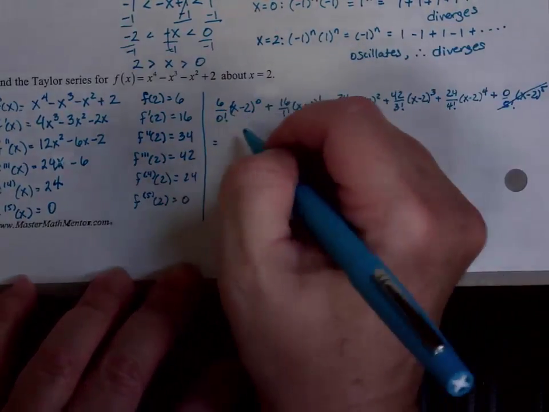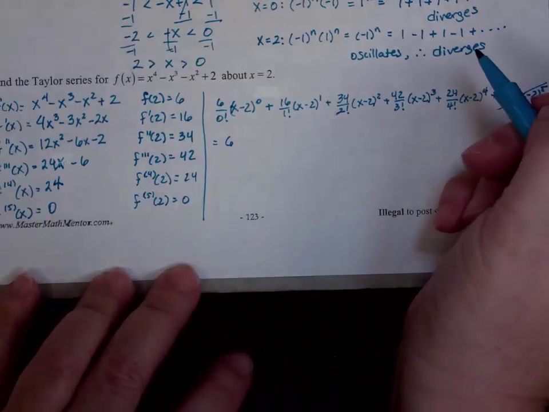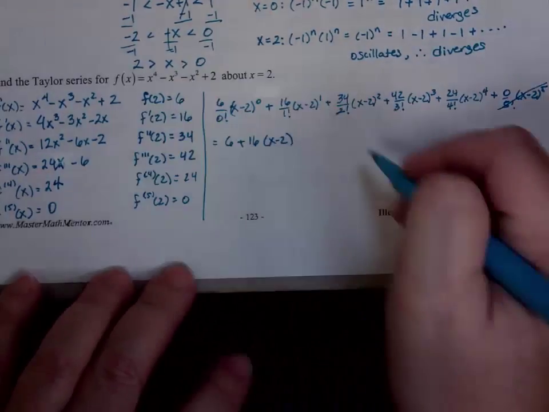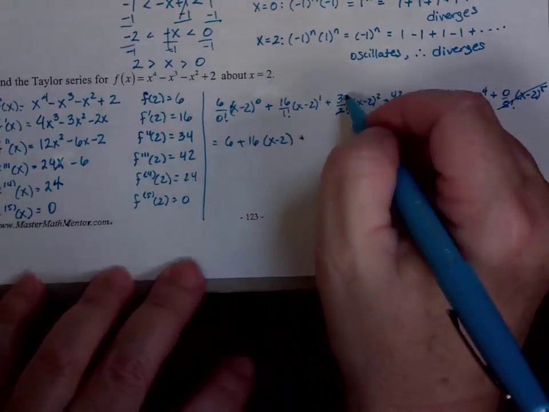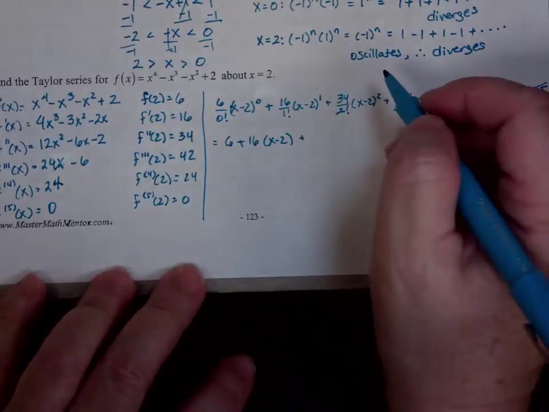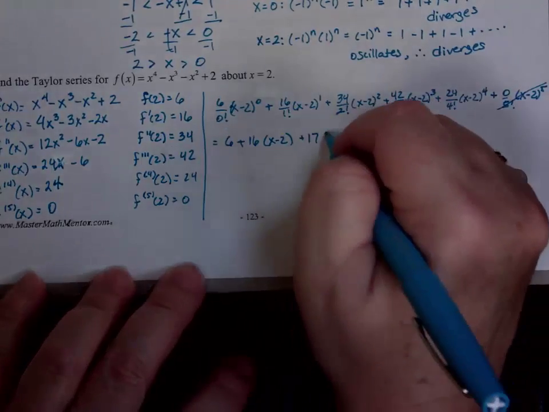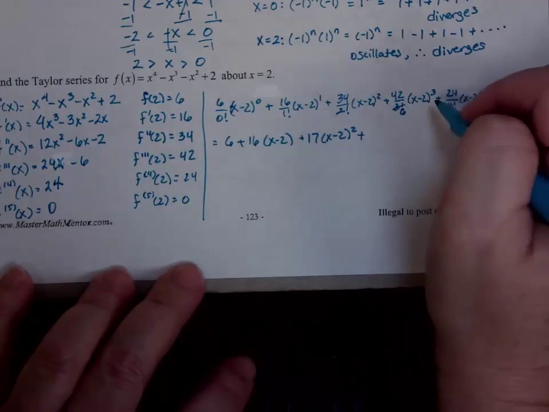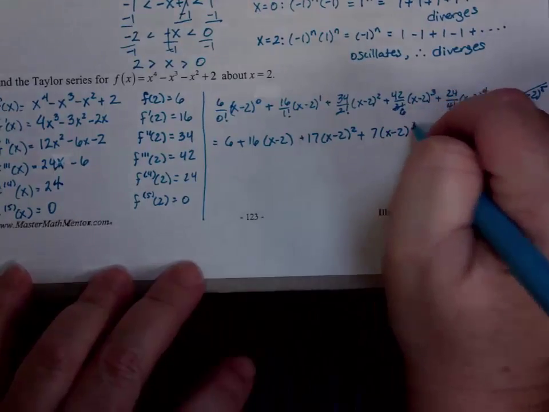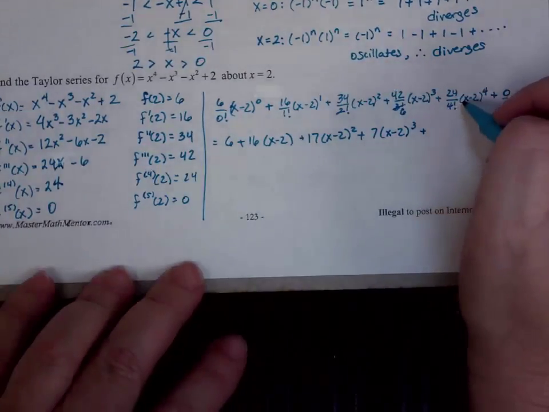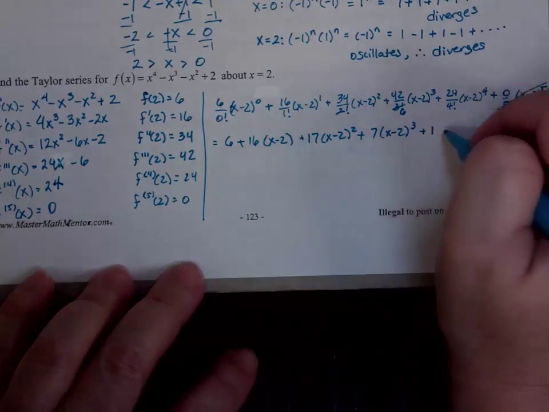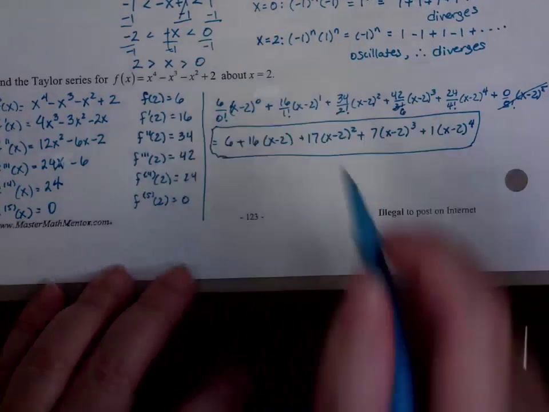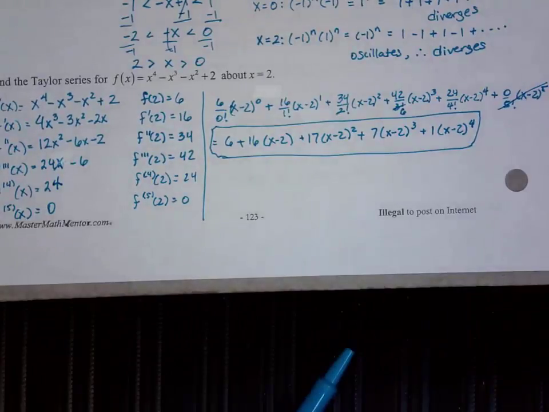First term is just going to be 6. Agreed? Plus 16 over 1 factorial is 16, (x minus 2). What is 34 divided by 2 factorial? 17, (x minus 2) squared, plus, now 3 factorial is 6. That's going to be 7, (x minus 2) cubed. What is 4 factorial? 4 factorial is 24 divided by 4 is 1, (x minus 2) to the fourth. And we're done. That's the answer. That is the Taylor series for that polynomial about x equals 2.